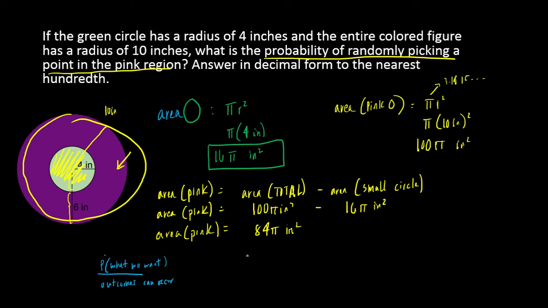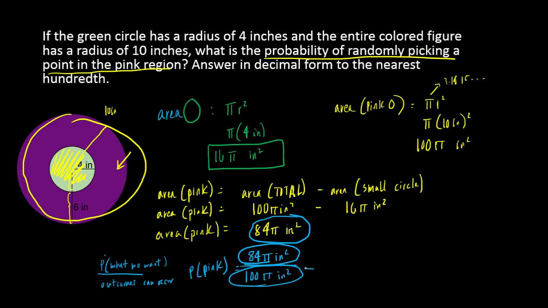Okay, so the probability, I want to hit it somewhere in this 84 pi inches squared of space, right? That's my area in pink. But I could hit it anywhere in that 100 pi inches squared. Okay? So the probability of hitting it in the pink is equal to 84 pi inches squared over 100 pi inches squared. The probability of hitting pink comes from my pink real estate area divided by my total area.